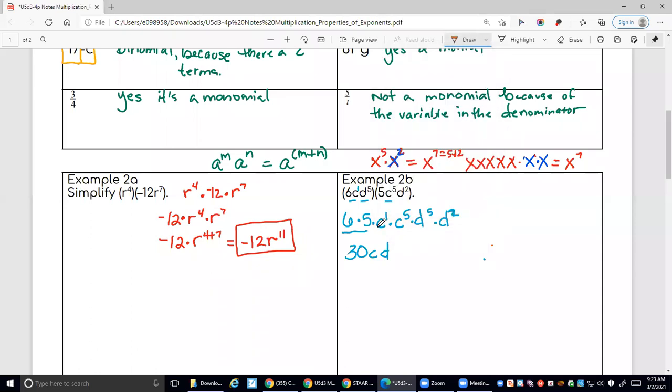So what happens is each of these has its own base of C. And the bases have to be the same, right? So this is going to be 1 plus 5. I'm going to put it here so that if you're using it for homework or for an exam, you can actually see and figure out what you did. And here you had 5 plus 2. So when you write it, it's going to be 30 C to the 6th power D to the 7th.